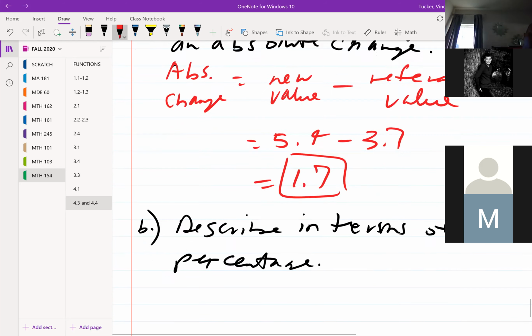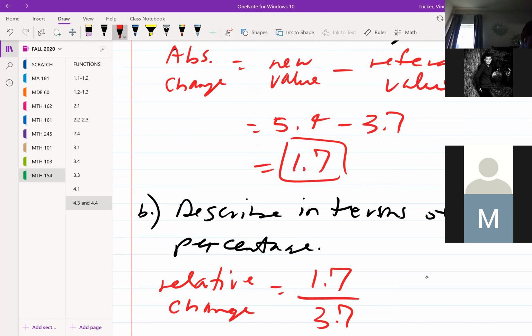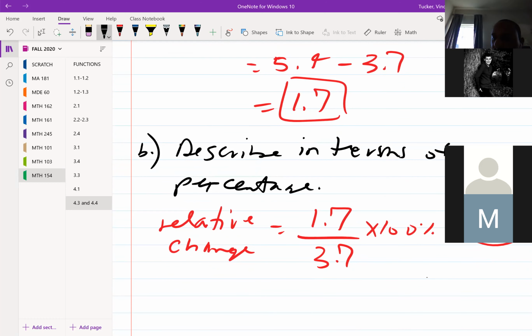And this one is they call it relative change. This is what we've done already as well. You take your absolute change, which is 1.7, place it over your reference value, which is 3.7, times that 100%, which is 45.9%. All right, problems with that? Yeah, we got time to finish up.